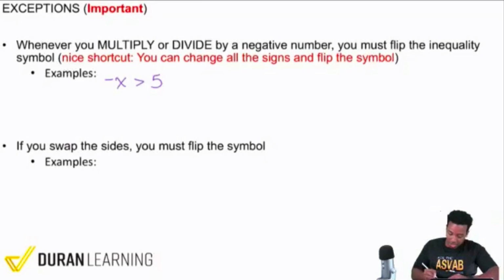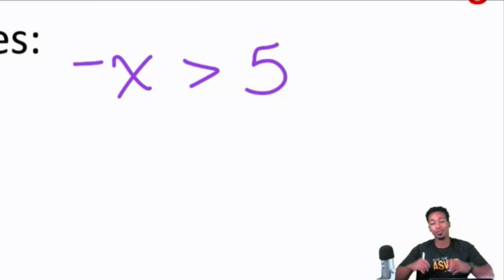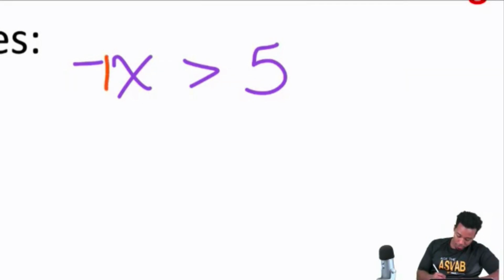And so if you wanted to, I'm going to zoom in for a moment here. If I wanted to solve this the mathematically correct way, it's going to be understanding that there's a 1 in front of this. And everybody, what's going on between the -1 and the X? What operation is that?